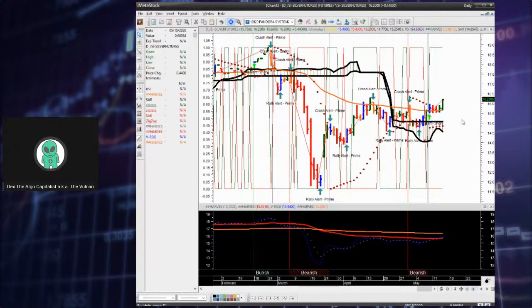All right, looking at silver futures, we're trading the July contract. Market finally decides to stick its little head up. We'll see what it can do. Right now, we're doing nothing. We're not trending.